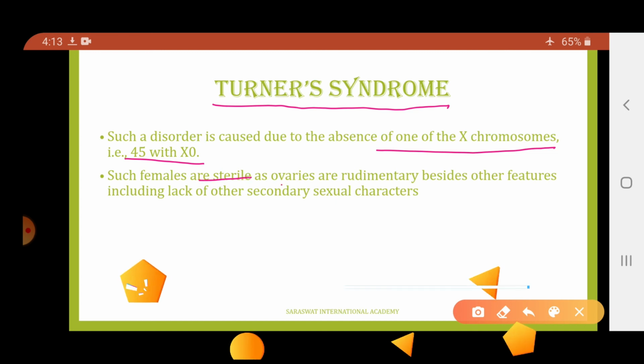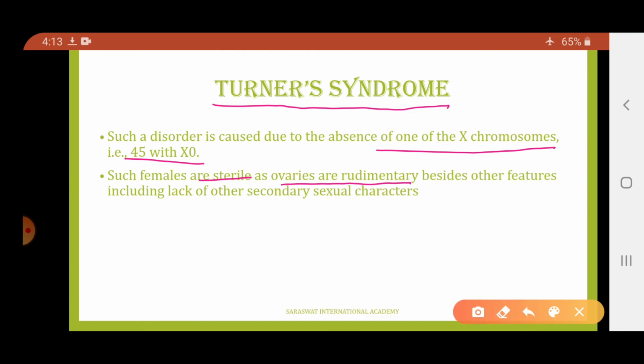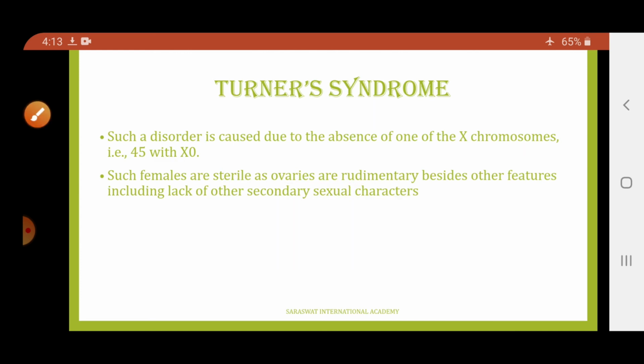Females are sterile as ovaries are rudimentary. Rudimentary ovaries means they are not well developed ovaries. Well developed ovaries नहीं है यानी gametes का formation नहीं होगा, eggs का formation नहीं होगा. Besides, दूसरे features क्या है? They lack the secondary sexual characters. Of course ovaries proper नहीं है यानी sex hormones का secretion नहीं होगा. Sex hormones का secretion proper नहीं होगा तो secondary sexual characters नहीं होंगे.